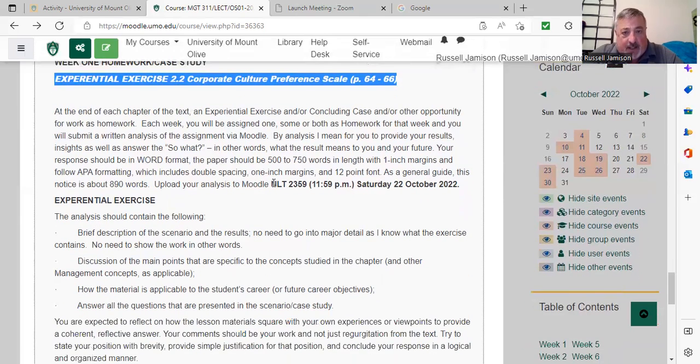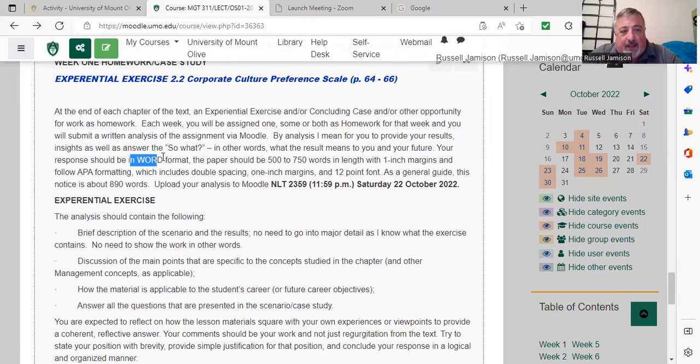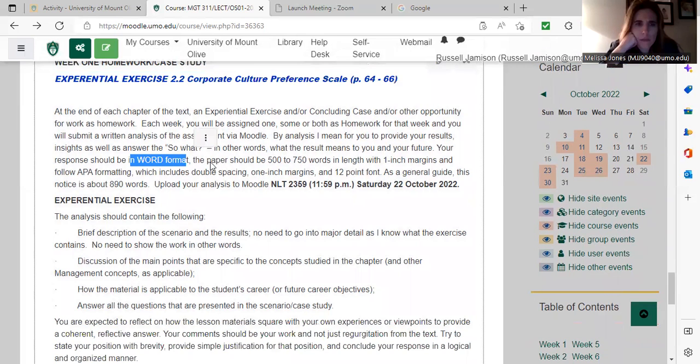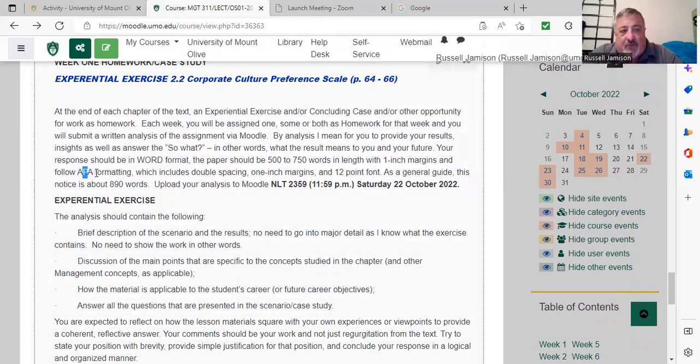Now, in this particular case, and in the case of all your homework, you generally want this in Word format. The APA formatting generally applies. That includes, I recommend you use paragraph headers if you have to. Certainly writing the question down and then answering the question is a good format and habit to get used to. Double space, 1-inch margins, 12-point font, and the like.